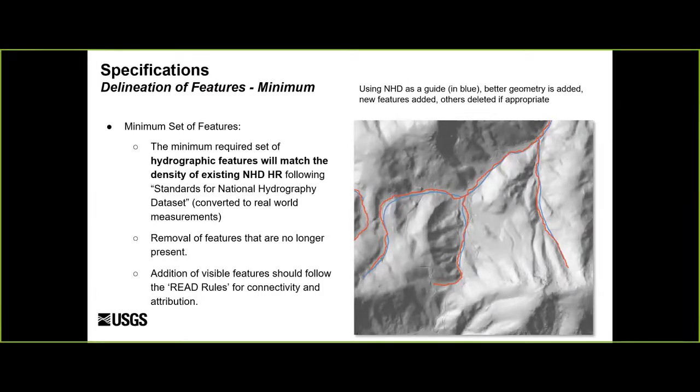DEM horizontally and vertically, and a z-value is required on every vertex. Features that are no longer present in the LiDAR surface must be removed, and features that meet the read rules that were not present in the NHD should be added.